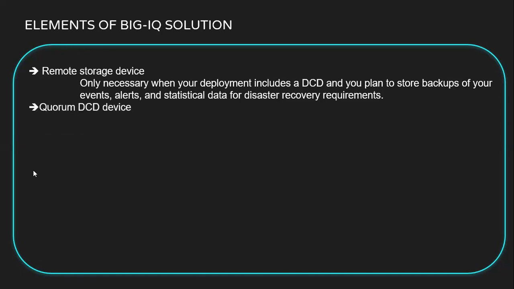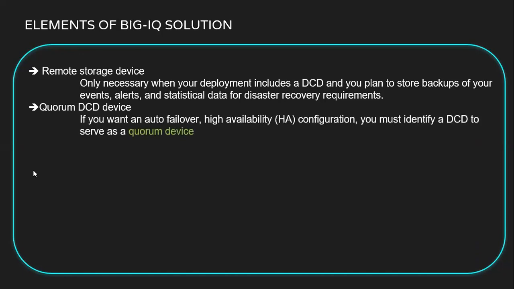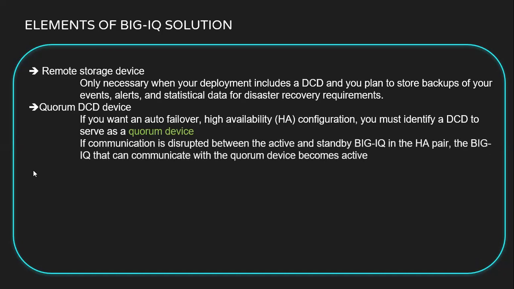Then there comes a concept of the quorum DCD device. You can think of this like a triggering point for automatic failover between the BigIQ CMs. So for example, in this specific case, if the communication between your active BigIQ CM and your standby BigIQ CM is broken for some reason, then the BigIQ which can communicate with this quorum DCD device takes the role of active.